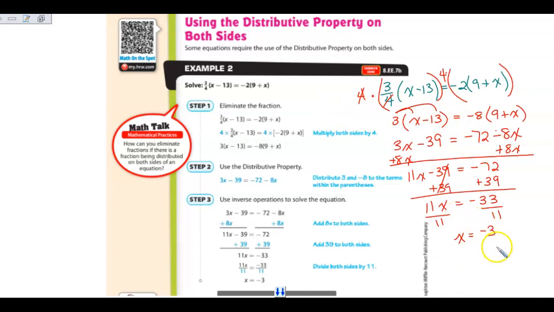So this is the process they did. The biggest thing to learn here is that we wanted to get rid of this fraction, so we multiplied by the 4 so that I could get rid of that 4th. Okay.